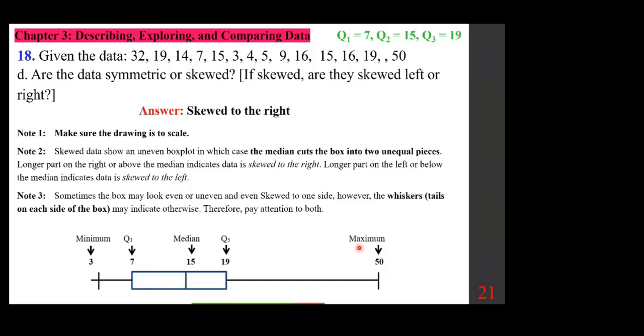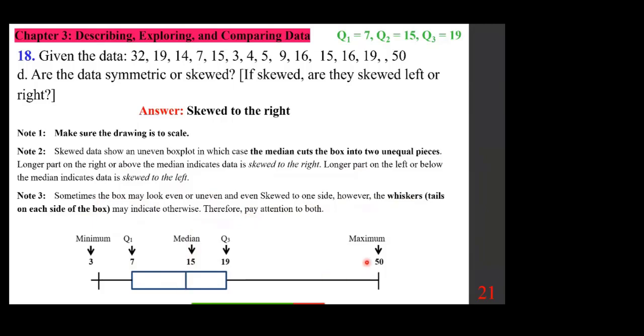Number two, skewed data show an uneven box plot, in which case the median cuts the box into two uneven pieces. The longer part on the right or above the median gives us skewed to the right. The longer part on the left, skewed to the left. Sometimes the box may look even, or uneven and skewed to one side. However, the whiskers or tails on each side of the box may indicate otherwise. Therefore, pay attention to both. So take a look at the whole thing.